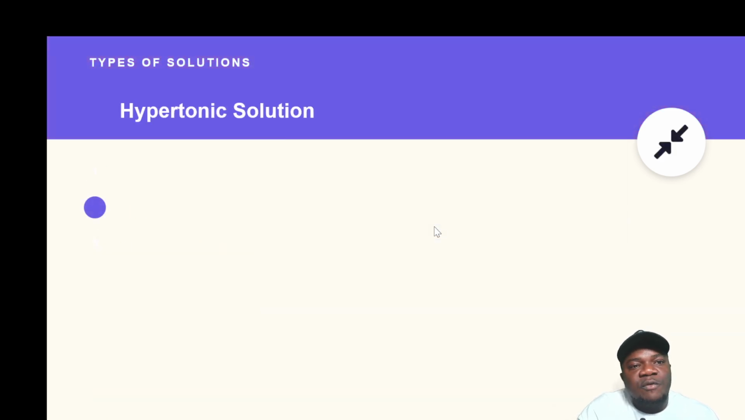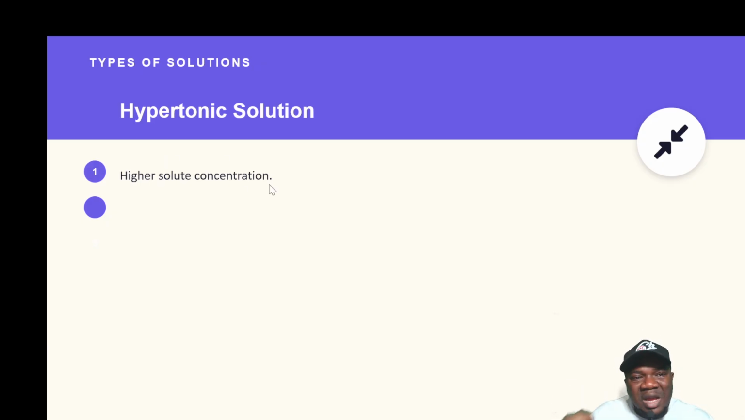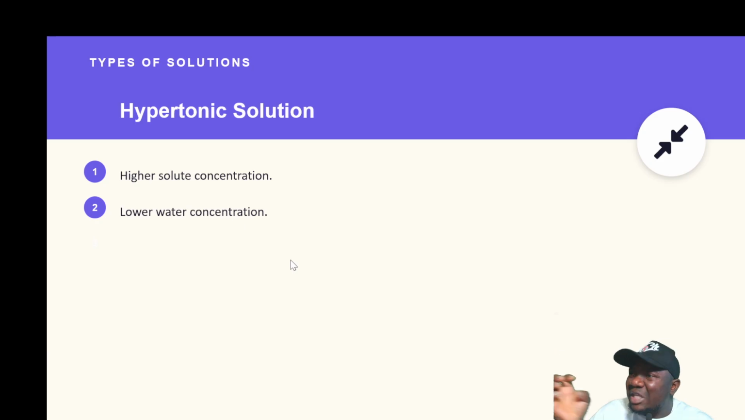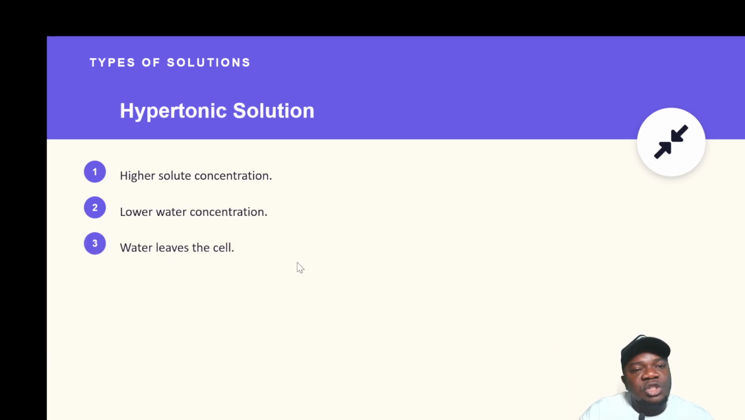So the next type we have is the hypertonic solution. In the hypertonic solution, we have a higher solute concentration, a higher amount of solutes, for example, a high amount of salt is present. Then you have low water concentration. So you have more salt and a little amount of water, which makes that solution very harsh. And what happens? Water tends to leave the cell.